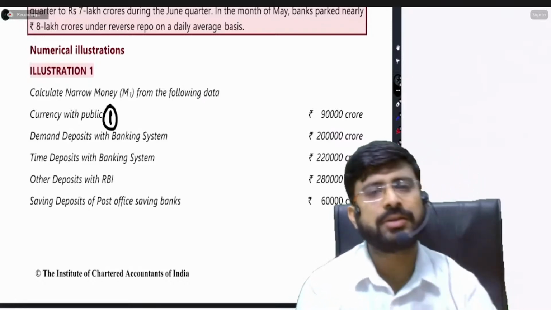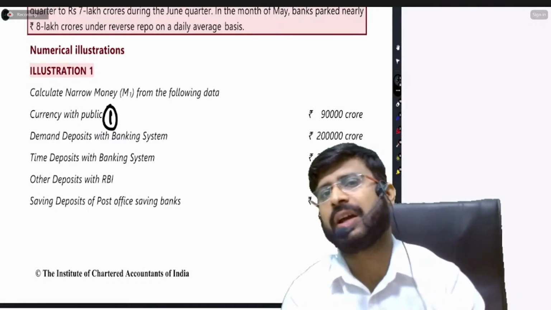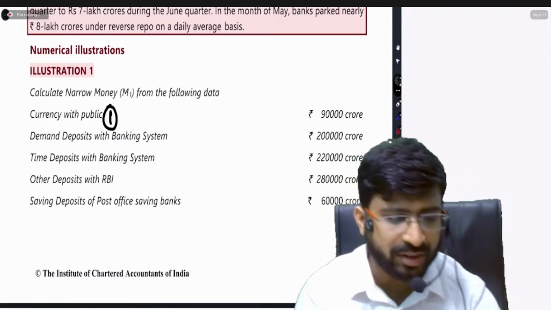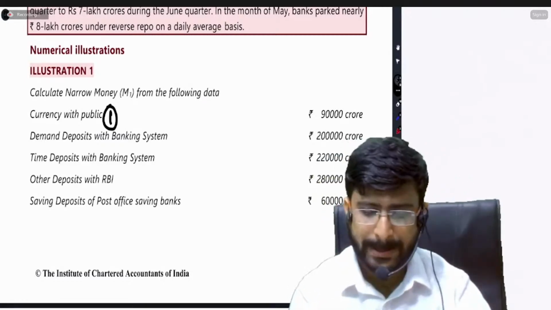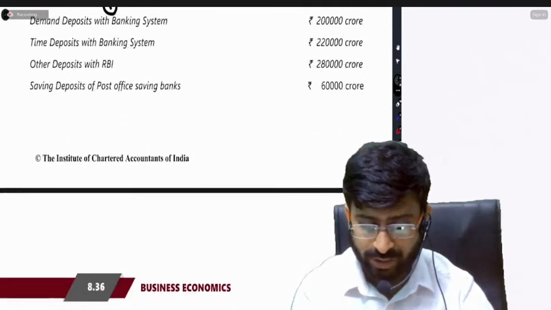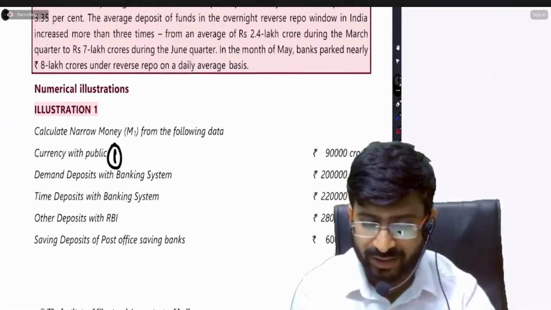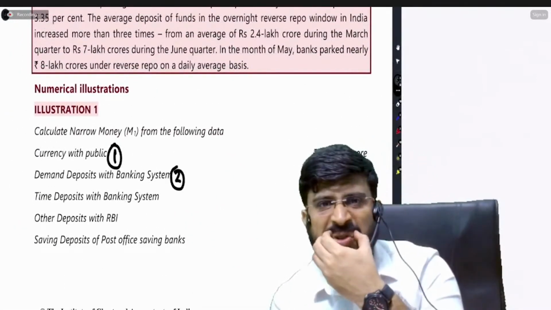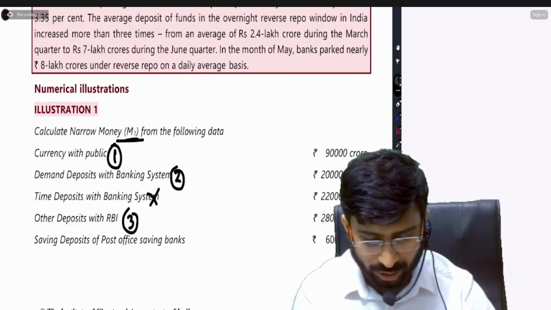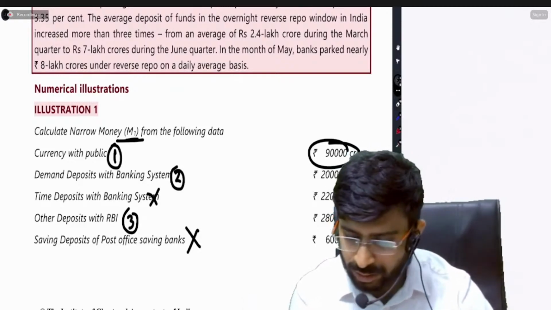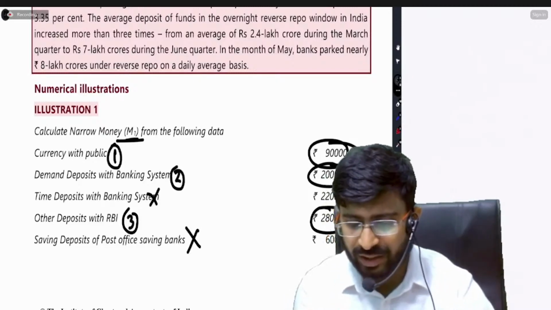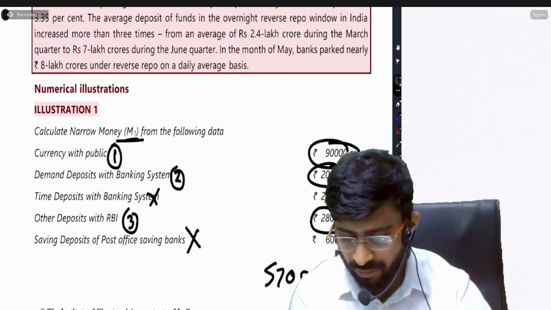First is currency with public. Listen carefully. After currency with public, you have demand deposit with banks, and other deposits with RBI, because we have to compute M1. So time deposits not included, savings deposit not included. So 90,000 and 2 lakh, 2 lakh 90,000, and then this 2 lakh 80,000. I think it comes to 5 lakh 70,000, if I am not mistaken.